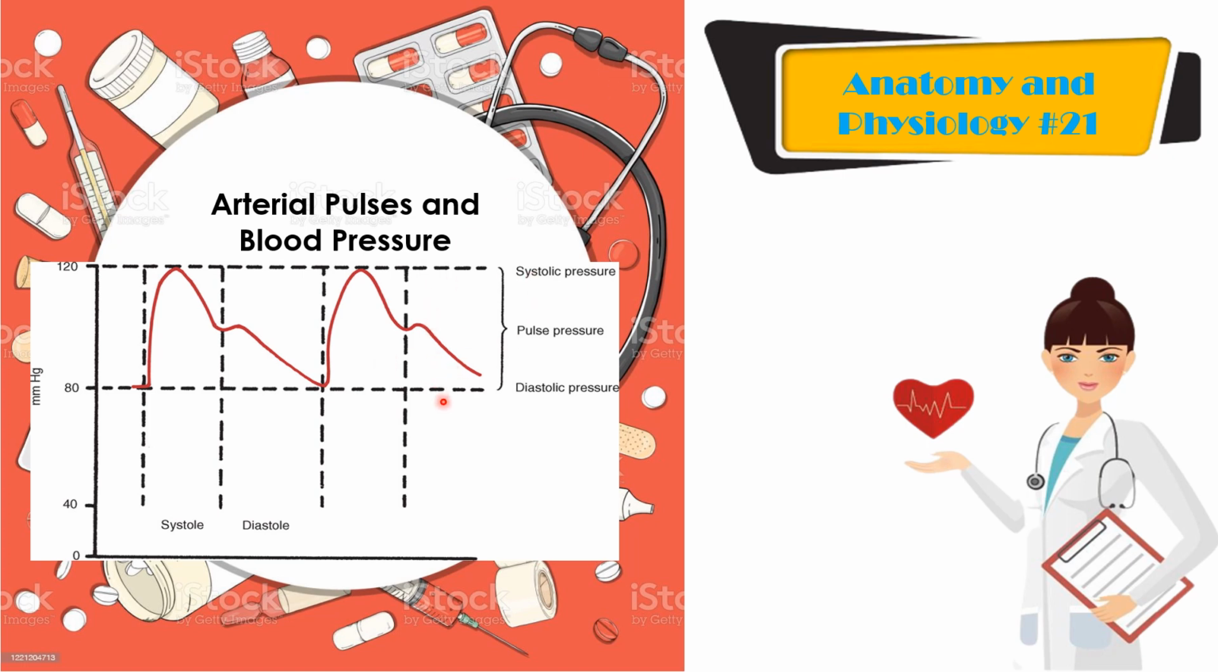So the blood pressure in the arterial system varies during the cardiac cycle, peaking in systole and falling to its lowest level during diastole. These are the levels that are measured with the blood pressure cuff, or your sphygmomanometer. The difference between the systolic pressure and the diastolic pressure is the pulse pressure.